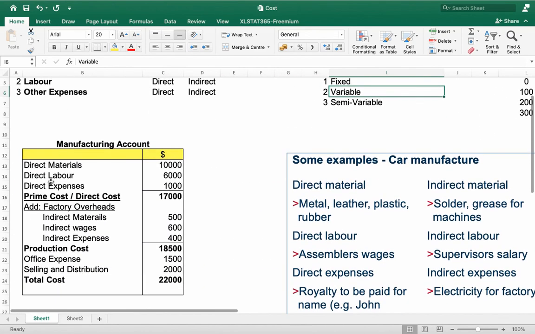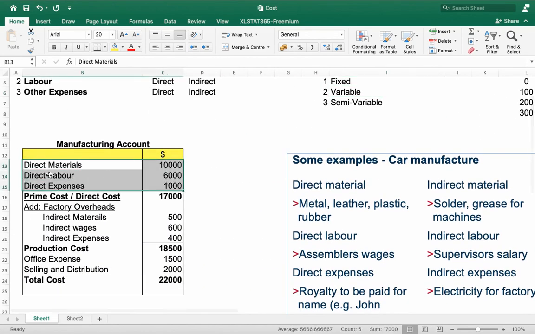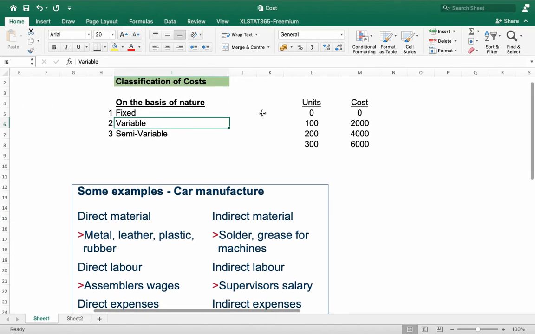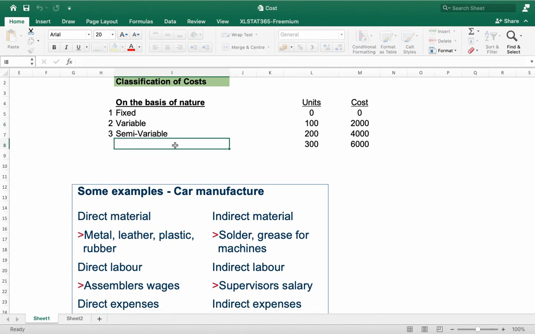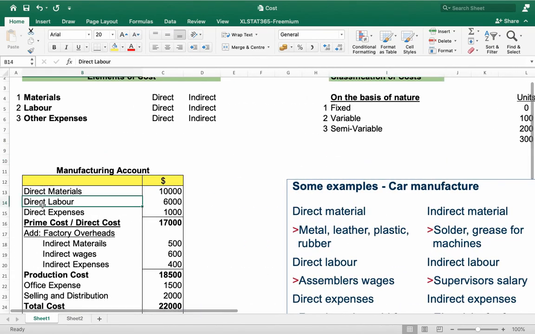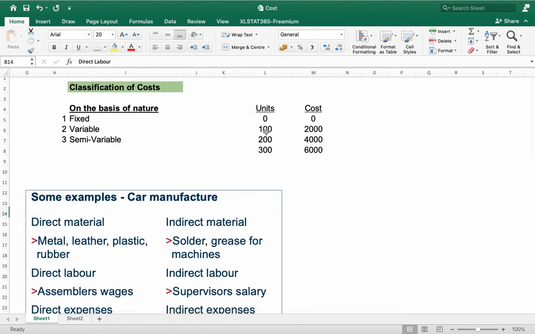So all the prime cost is variable. All this direct material, direct labor, direct expenses, all are what? Variable. All are variable. Remember this. So labor is also variable? Yes. Because suppose you double the production, don't you think you need more workers? Yes, you do. So their salary and wages will also increase. Agree my point?